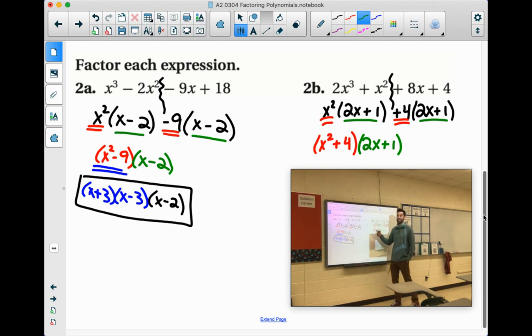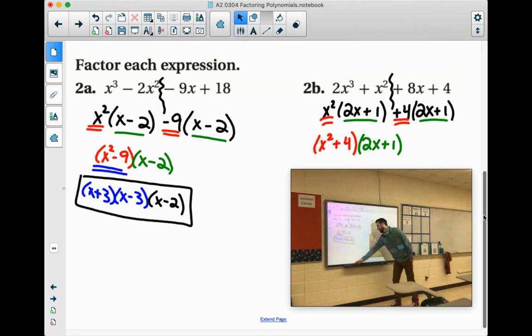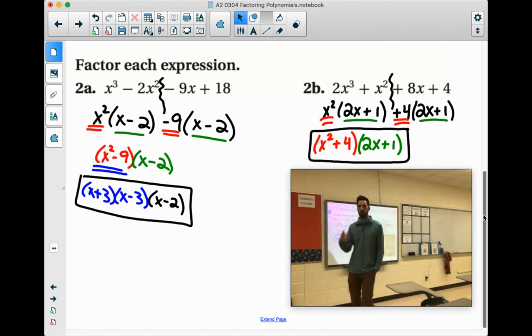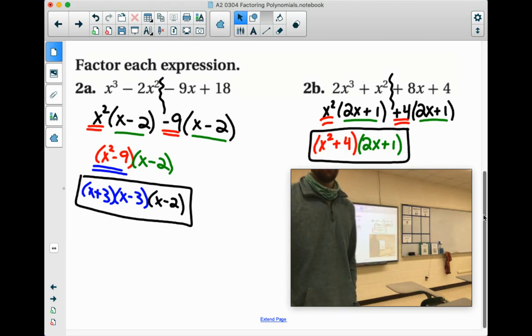Now this has addition with those squares, so we can't factor it anymore. That would be your final answer there. It has to be subtraction with those squares in order to be able to factor it more.